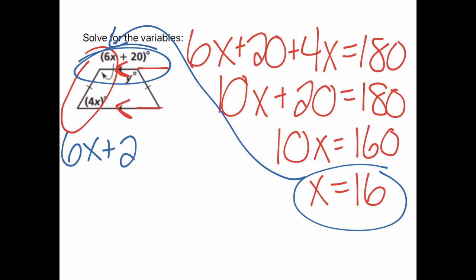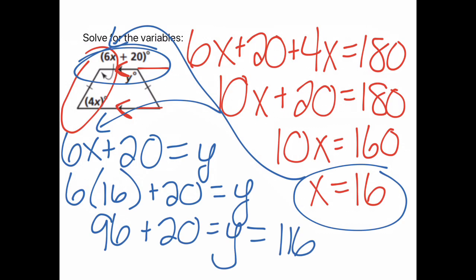So 6x plus 20 will have to equal angle y. And when we plug in the 16, we use algebra to solve for y. And when we do the math there, what we get is that y equals 116. So for this question, x equals 16 and y equals 116.